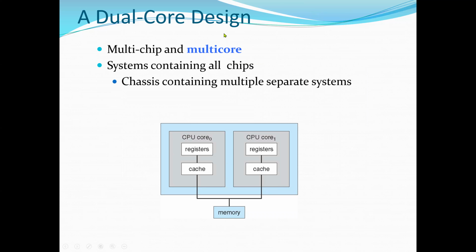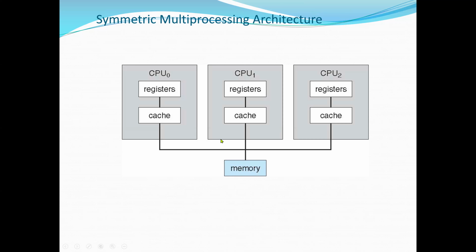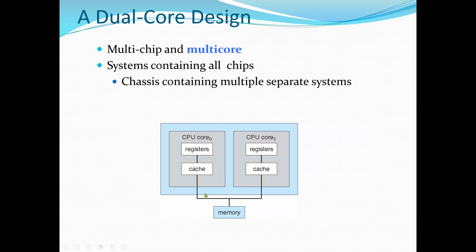So, the dual core design: here we have the multi-chip and the multi-core. We can see the difference between the two diagrams. Here, each chip has its own CPU, register, and cache, so the communication between the chips may take a little bit longer. But with the multi-core, we have two CPUs in one chip, so the communication on it will be faster.